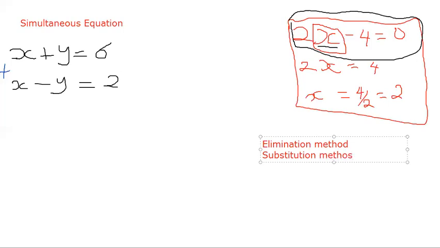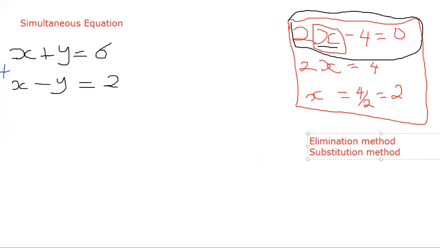Now, we are going to learn the two methods today, but I will start with the elimination method. So for this example, we are going to solve it with the elimination method, right? Good. So I'm saying that I'll add these two together. Are you following?